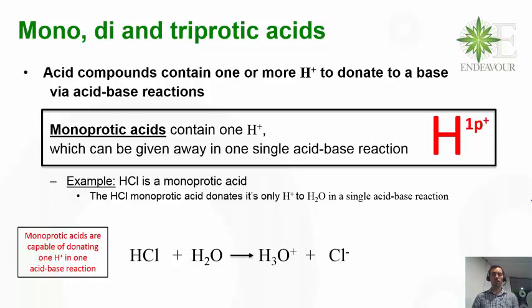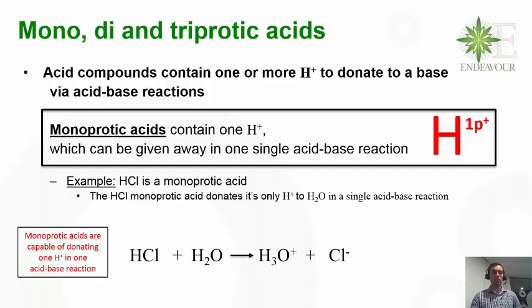So the next topic, we're going to have a look at the difference between some different types of acids. Some acids only have the capability of giving away one H+, because that's all they have to give, but others actually have 2 or 3 H+ that they can give away. The ones that only have a single H+ are called monoprotic acids.